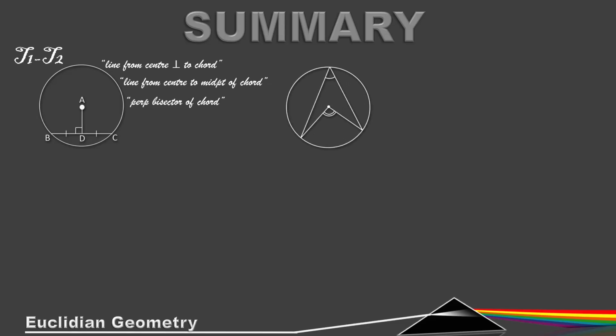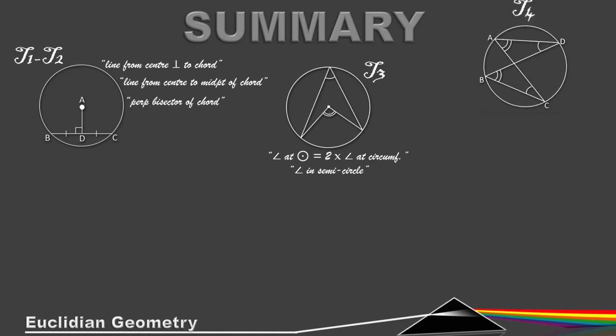Then we had theorem 3. Theorem 3 is where the angle at the center is 2 times the angle at the circumference, subtended from the same chord, of course. And the corollary was the angles in semicircles: if it is the diameter, or an angle subtended from the diameter, it is always equal to 90 degrees.